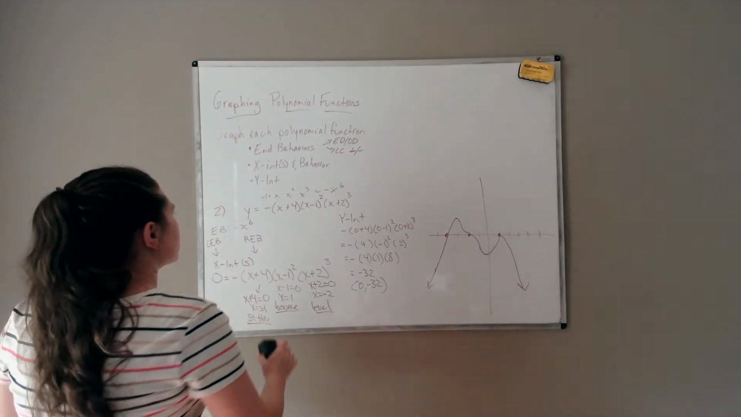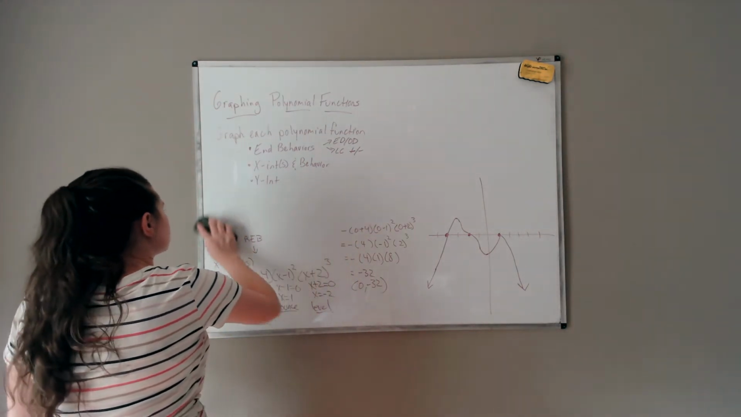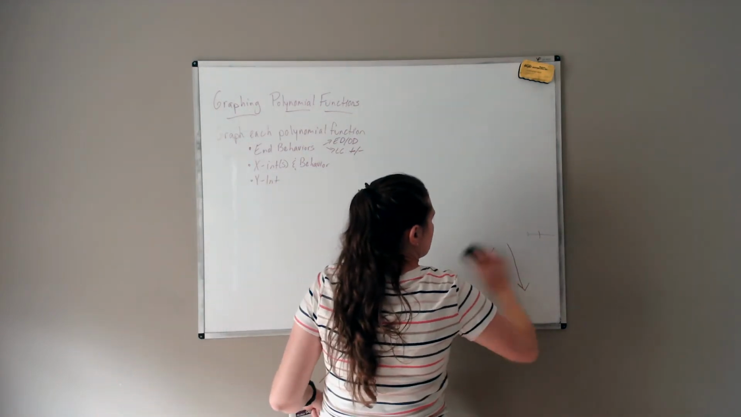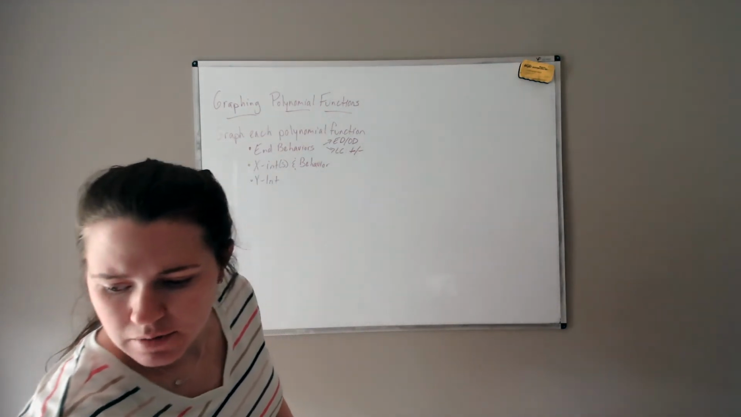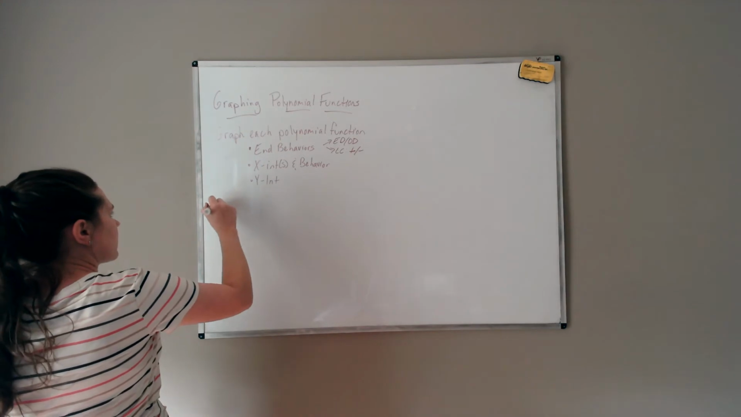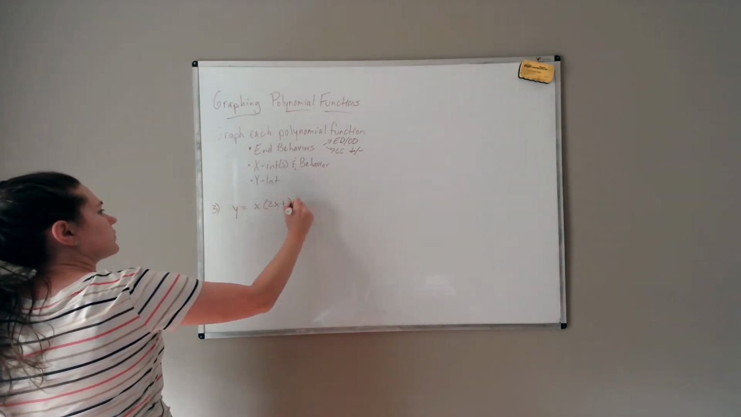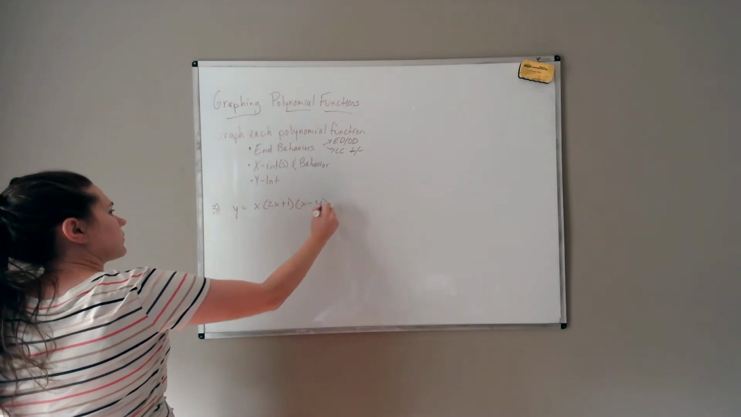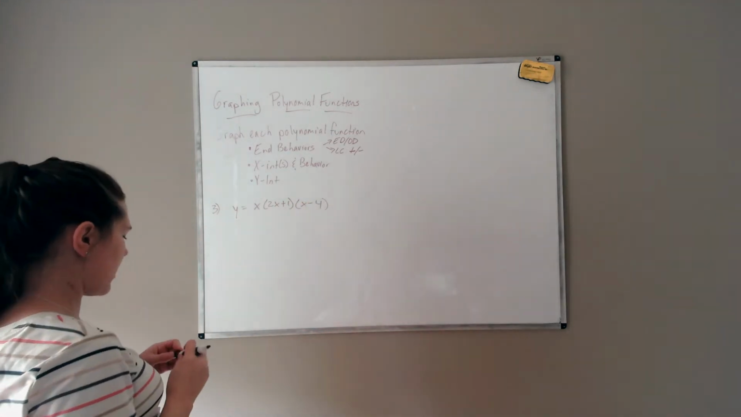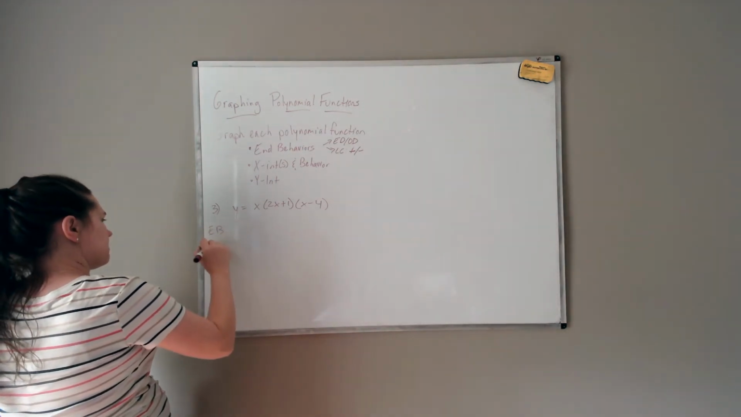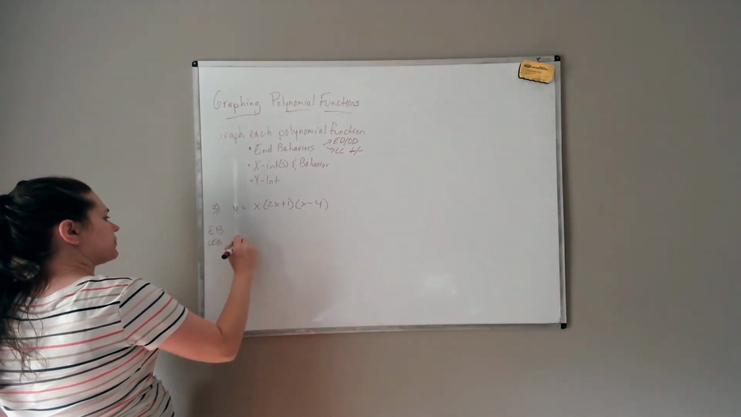Okay, let's do another. Number 3. Y equals x times 2x plus 1 times x minus 4. Okay? End behavior, we'll start there.